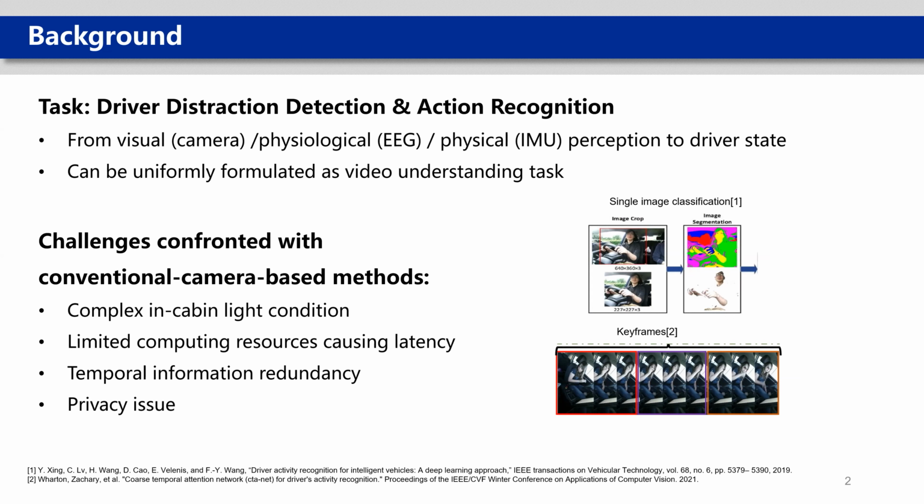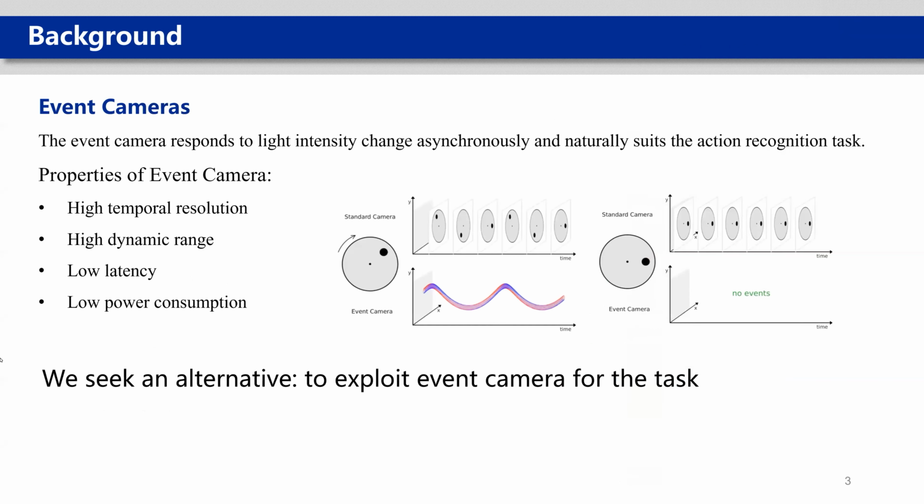action. Event cameras are novel bio-inspired sensors that respond to light intensity change asynchronously and have good properties over conventional cameras. They capture the dynamics of the scene, so that naturally suits the action recognition task. In this work, we exploited event cameras for driver distraction detection and action recognition.